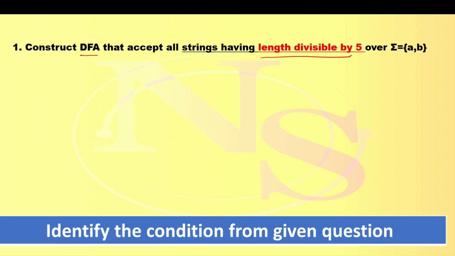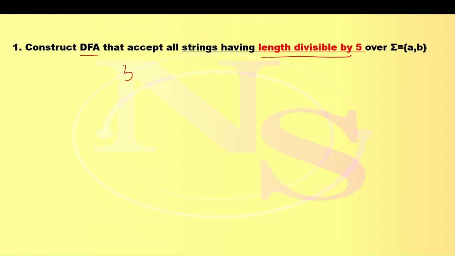Which are the numbers divisible by 5? When I say divisible by 5, what does it mean? If any number gets divided by 5, the remainder should be 0. So if 5 divides 5, the remainder is 0. 10 divided by 5, the remainder is 0. Similar for 15. Also, if 0 gets divided by 5, we are getting remainder 0. So we are going to accept the 0 length string also.